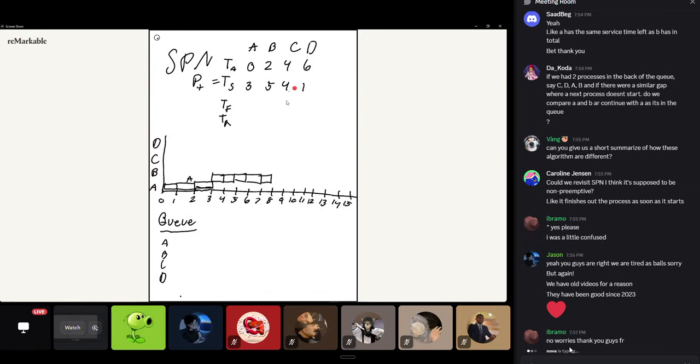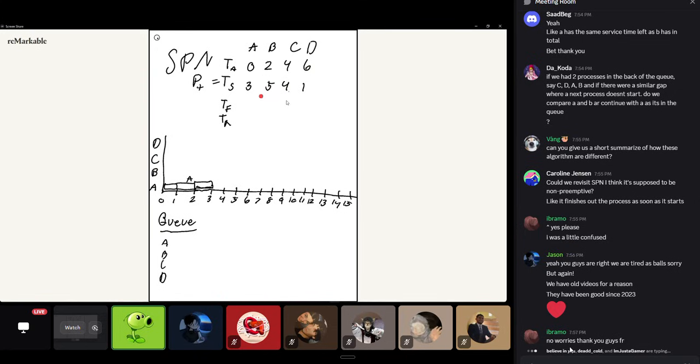And then, okay, I see the overlapping. And then I'm pretty sure you would do D because this has the shortest processing time, right? Jason, do you remember? Yeah, you have to do D next. Okay, I'm sorry, guys. So let me re-explain this real quick. Okay, so basically all this is, for shortest processing time next.